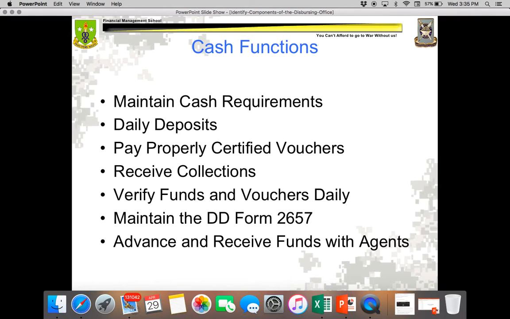The 2657 and advance and receive funds with agents. Those are your pay agents, which are people that will come from other locations with supporting documentation to draw funds out of the dispersing office, and then they'll go spend those funds on the mission that's required, and then they'll come back for clearance.